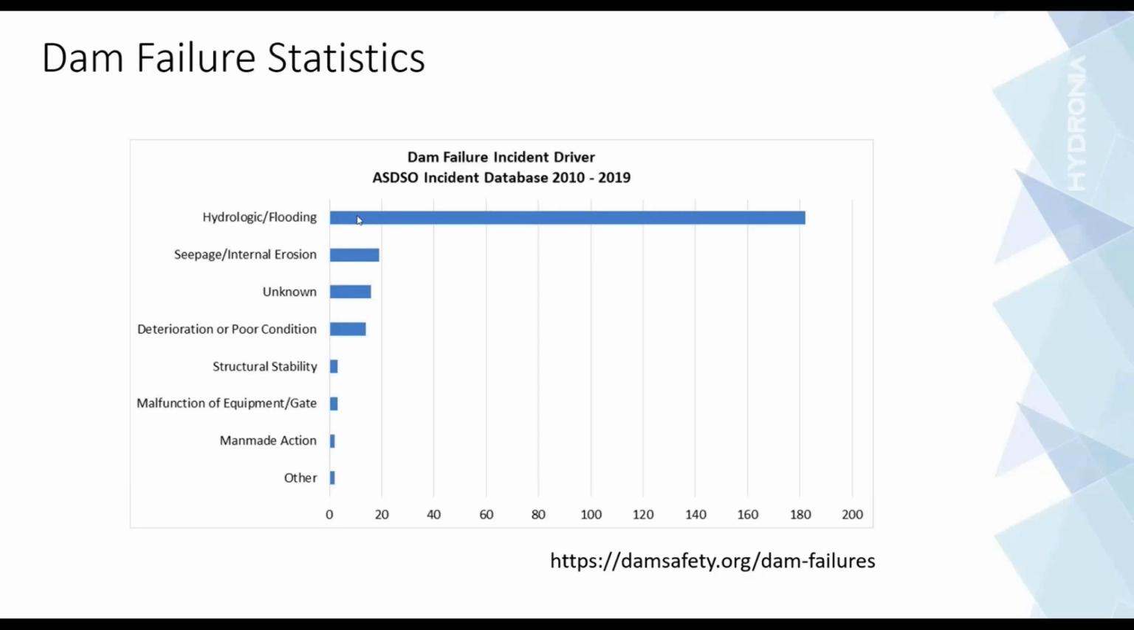The case of piping is more about seepage, and it is a much slower developing failure mode than in the case of overtopping.